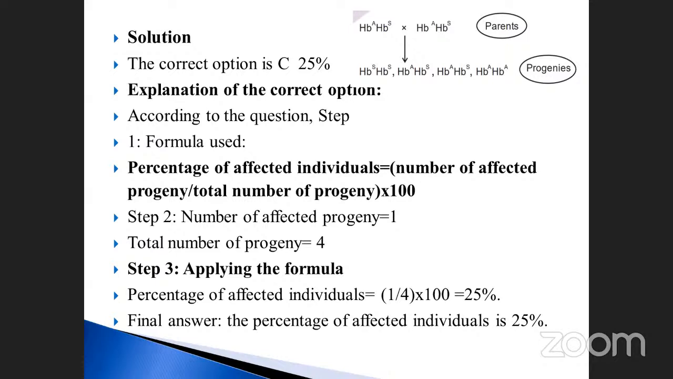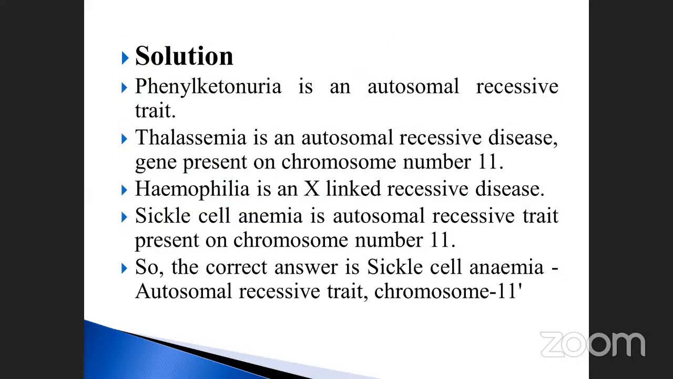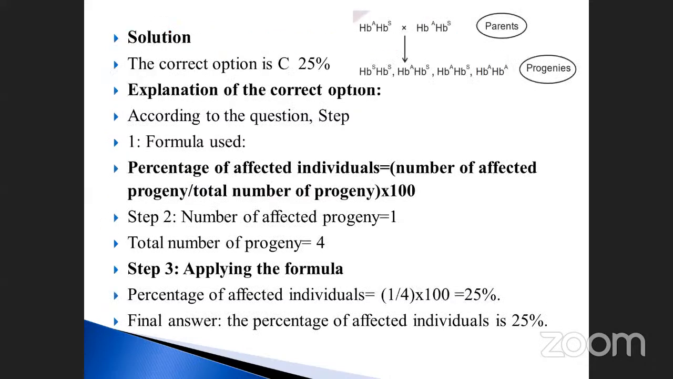So you have to use the formula. Which one is the formula? Percentage of affected individuals is equal to the number of affected progeny divided by the total number of progeny. The total number of progeny is 4. Which one is affected? Only one is affected here. So the affected progeny is 1 and the total number of progeny is 4. Applying the formula, you will get 1 by 4 into 100, which is equal to 25%. The answer will be the fourth option. So this is the thing.